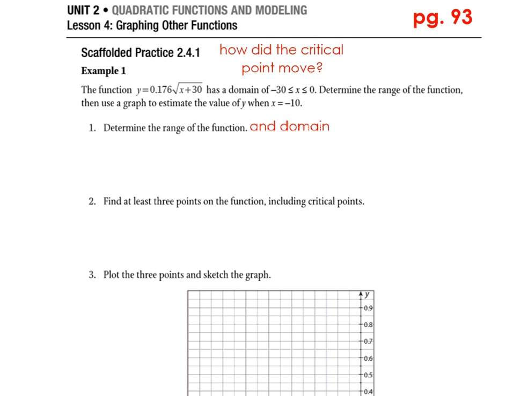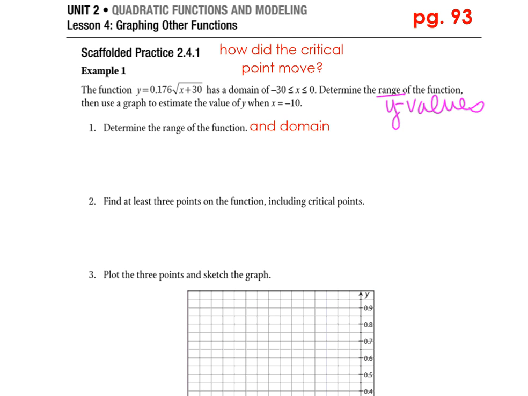Okay. So on page 93, it says the function y equals 0.176 times the square root of x plus 30 has a domain of negative 30 is less than x is less than or equal to 0. Okay, so they're specifying where they want this at. It says determine the range of the function. So remember, those are our y values.